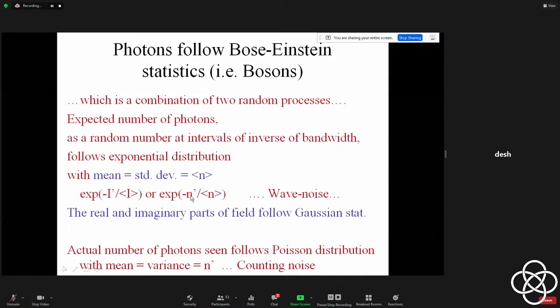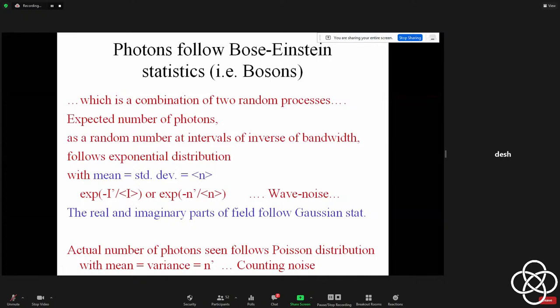You can also write the same thing for the number of photons, and this is called the wave-like noise. And we can also imagine that to be a superposition of large number of sinusoids. When they add in phase, you will get large intensities. When the sinusoids happen to cancel or reduce the net field, you will find the intensity is low. So this is the situation where the real and imaginary parts of the received field follow strictly Gaussian statistics.